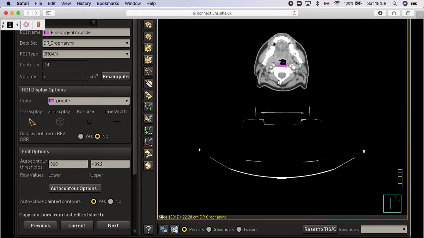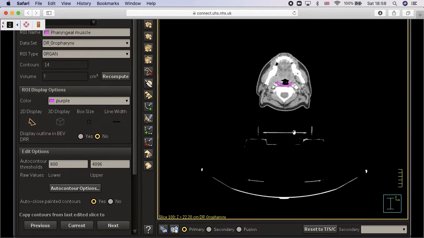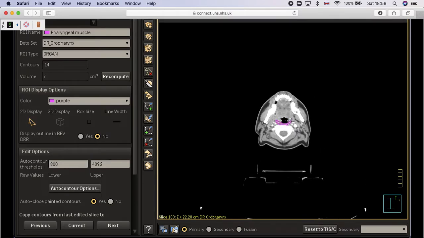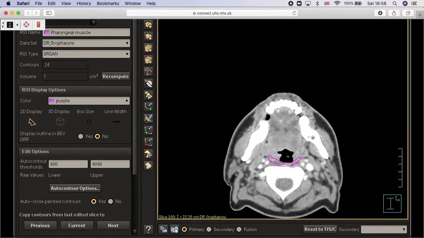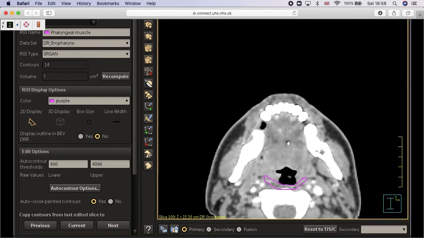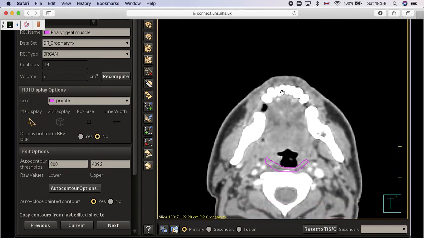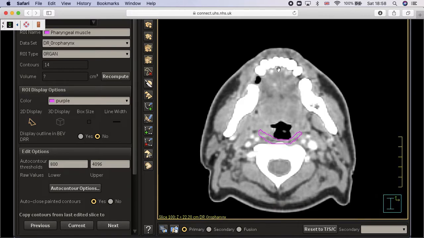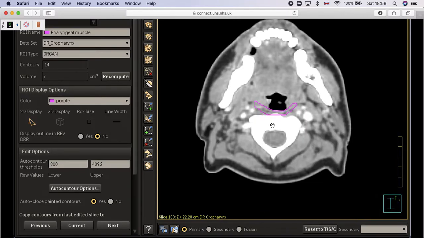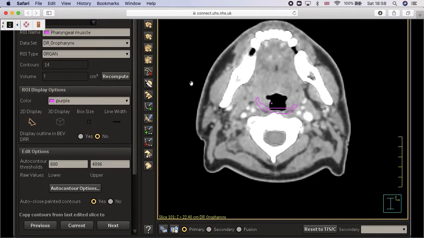So I would say that it's easy to delineate the pharyngeal muscle. It's not difficult at all. You have just to familiarize yourself with a few anatomical landmarks, and then you can easily do it. The middle pharyngeal muscle, you can stop at the inferior border of the hypopharynx, and as I said, we still can do it continuously.